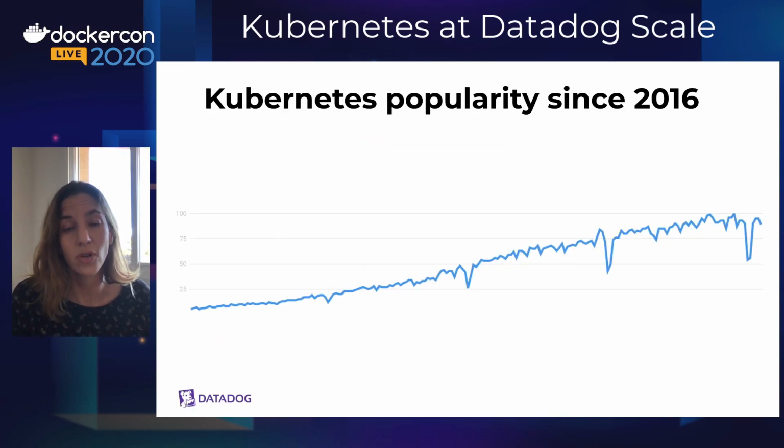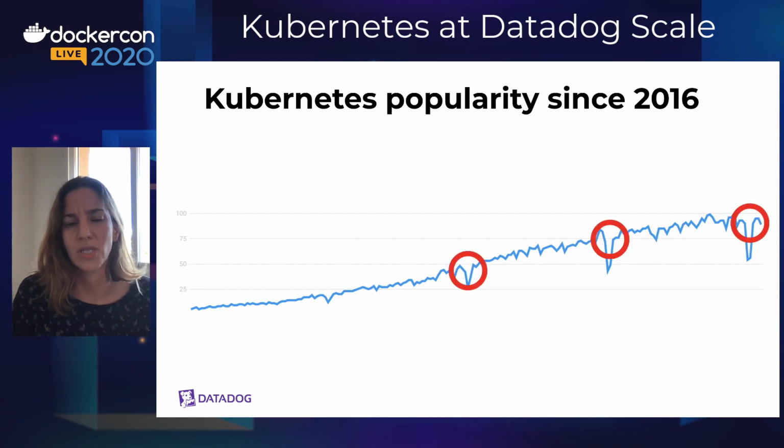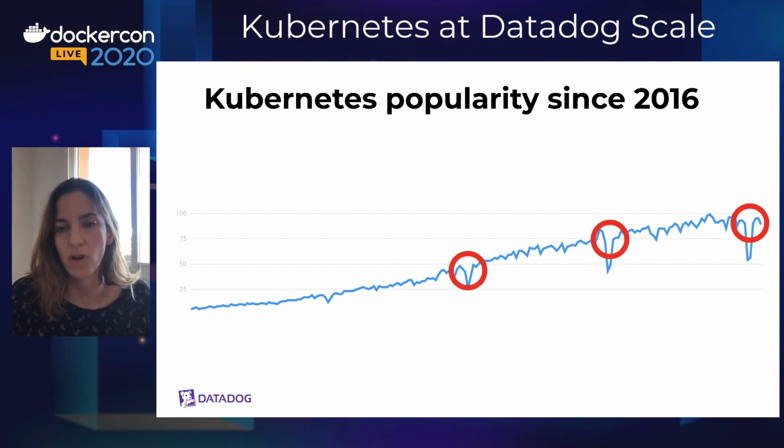And it's not only super successful as an open source project, but also from a user point of view. This is Google Trends for searches on Kubernetes from 2016 until January this year, more or less. And obviously you can see that the trend is steadily growing, and will probably continue to do so. But you may have noticed that there are some outliers in this trend.